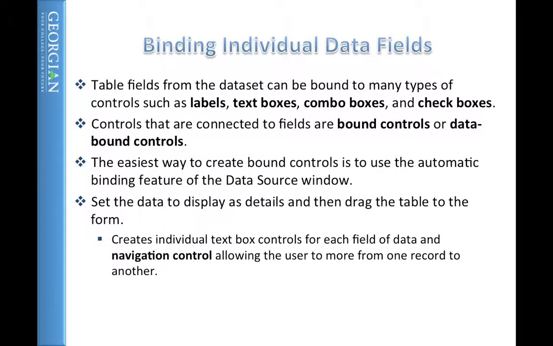Let's talk about binding individual data fields. Table fields from a data set can be bound to different kinds of controls: labels, text boxes, combo boxes, check boxes, whatever you decide to do. We've done an automatic binding because we used the data grid view and dragged and dropped it over. We don't have to do it that way though, and I'll show you how to do that in a second.